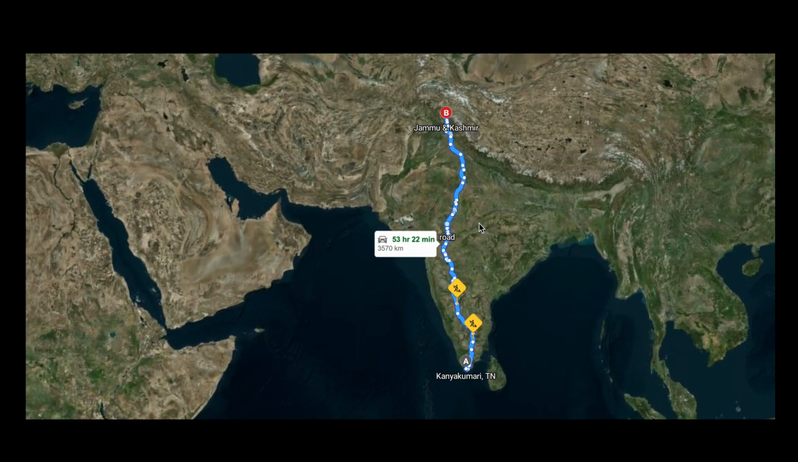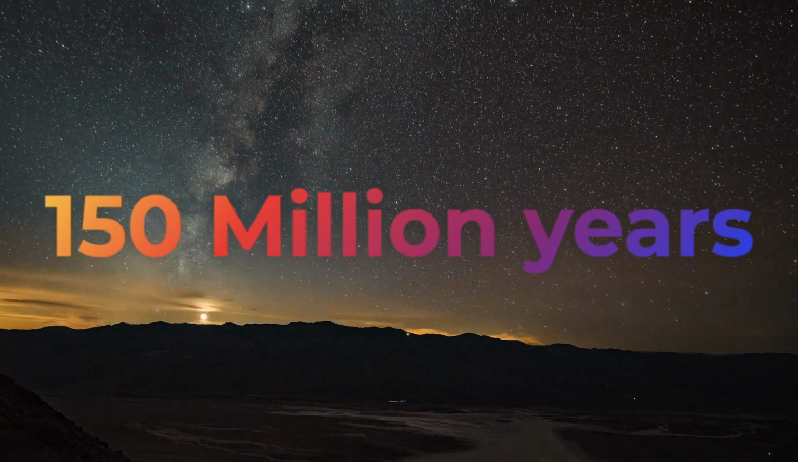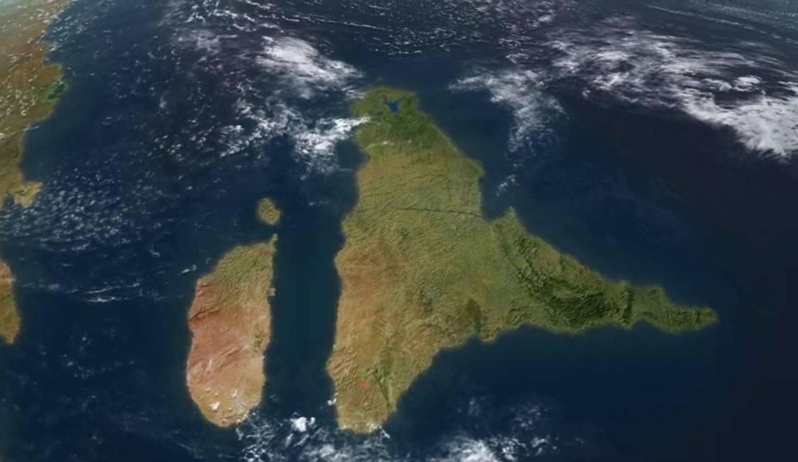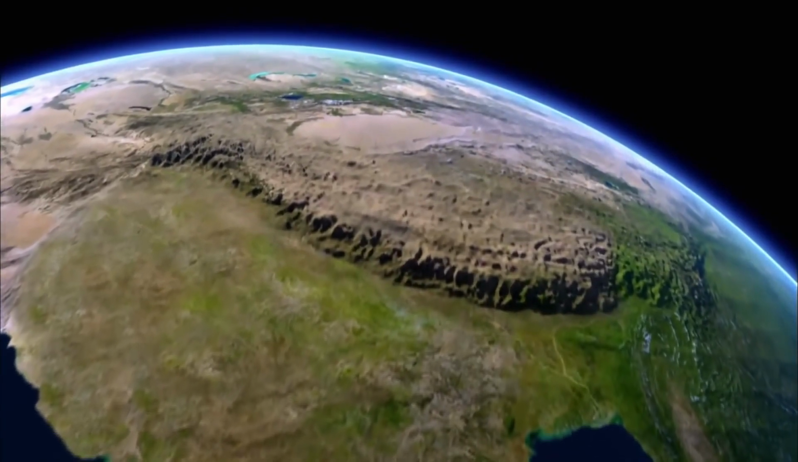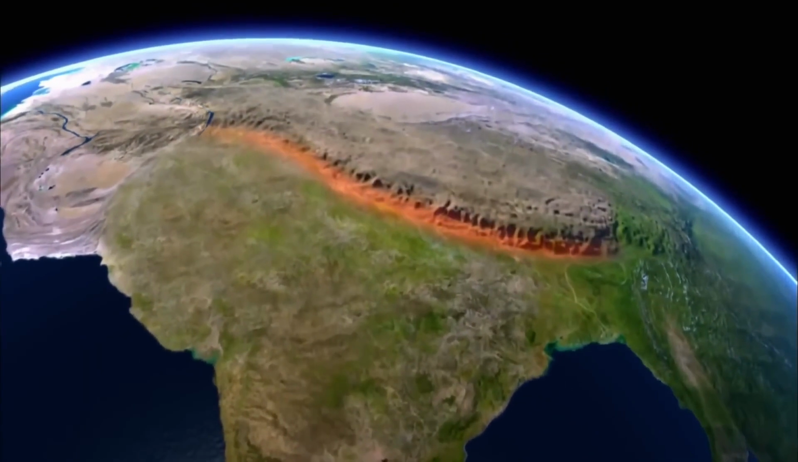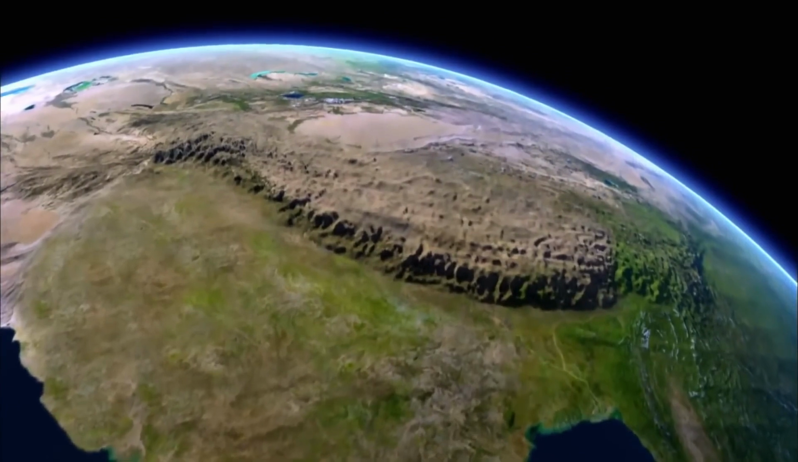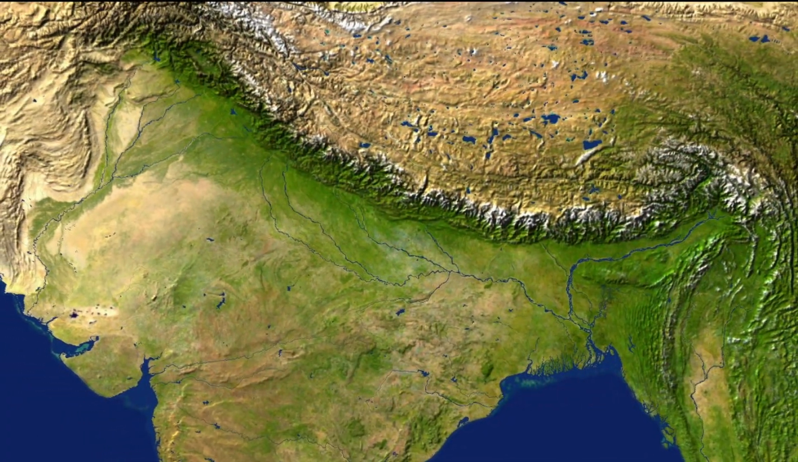In fact, the present-day distance between Kanyakumari and Kashmir is about 3,500 kilometers. About 150 million years ago, India's length was 4,000 kilometers. That means India lost about 500 kilometers. A 500-kilometer Indian landmass has gone into the Himalayas, into the Tibetan plateau. The Indian plate is getting subducted into the Eurasian plate. It's called subduction. Where subduction takes place, earthquakes are triggered.